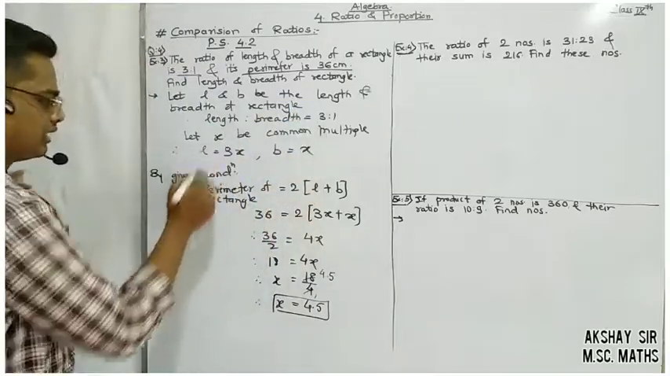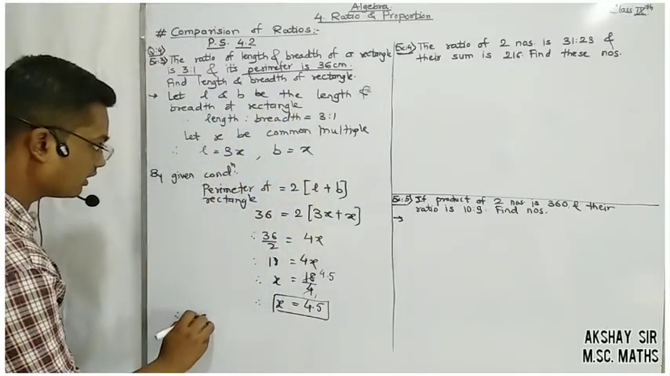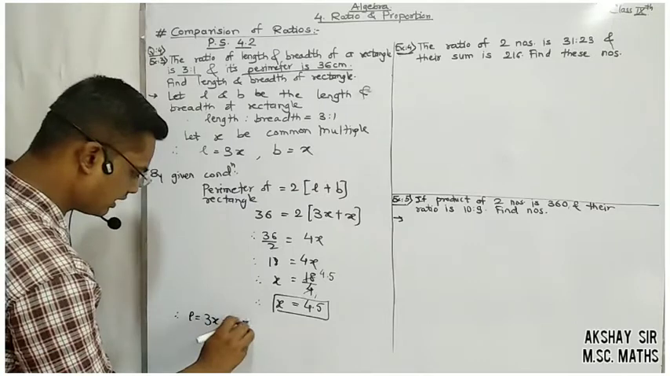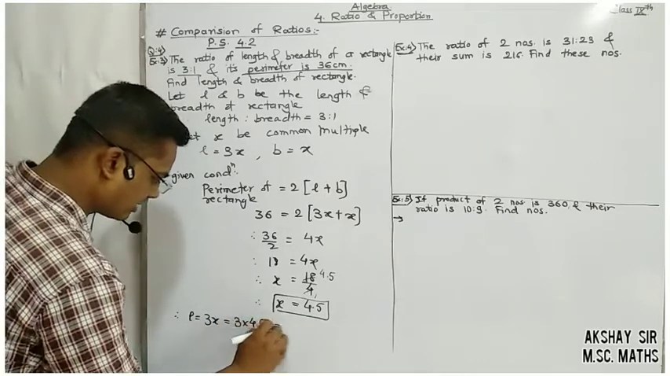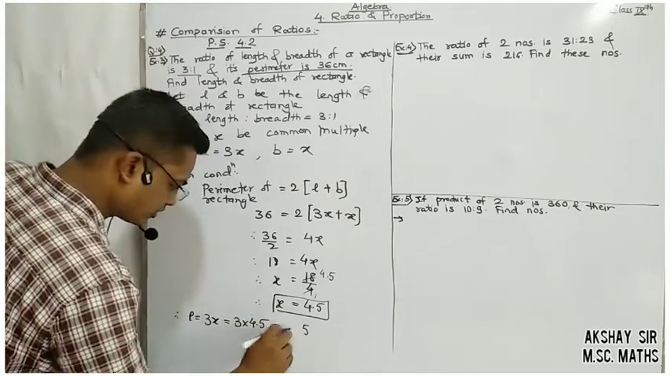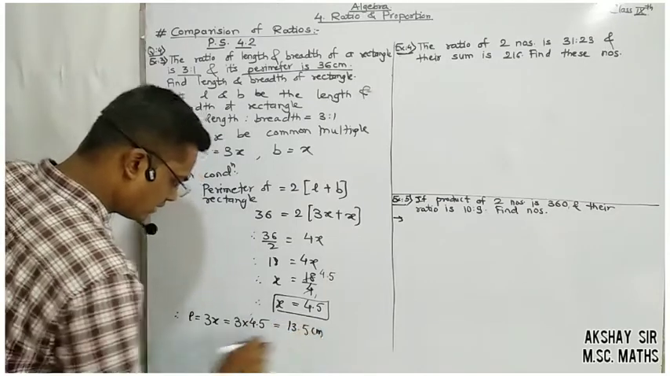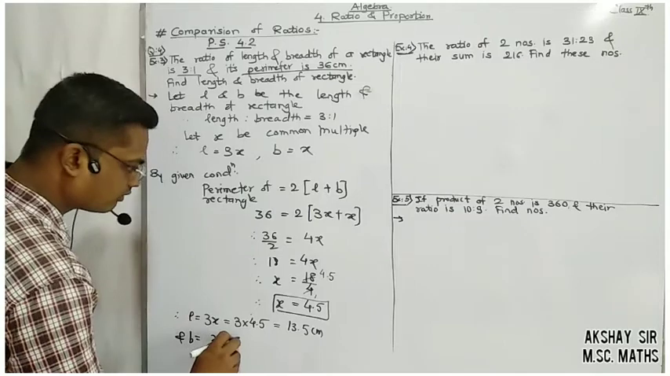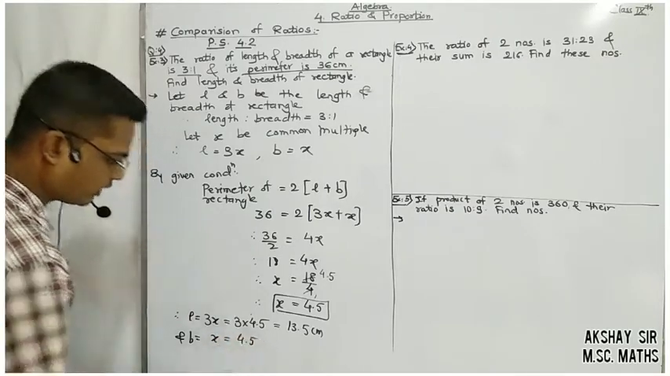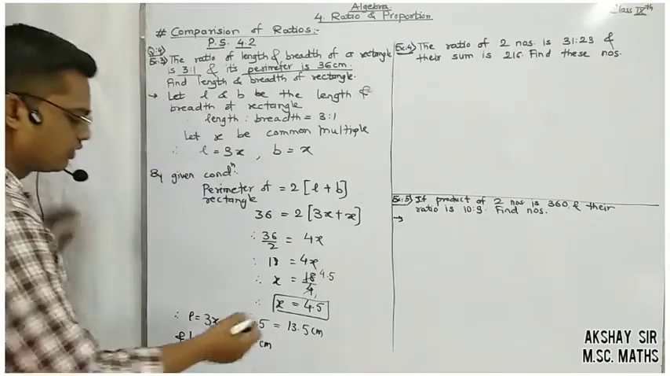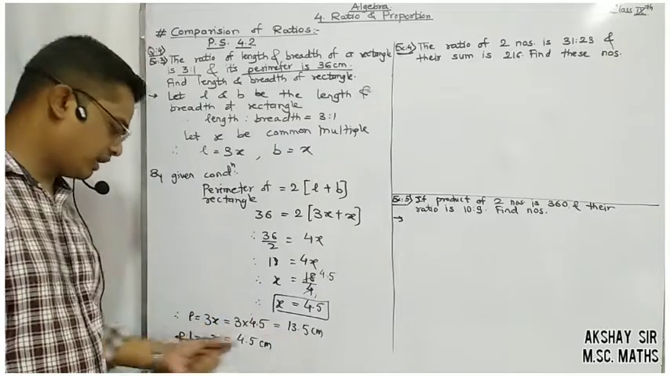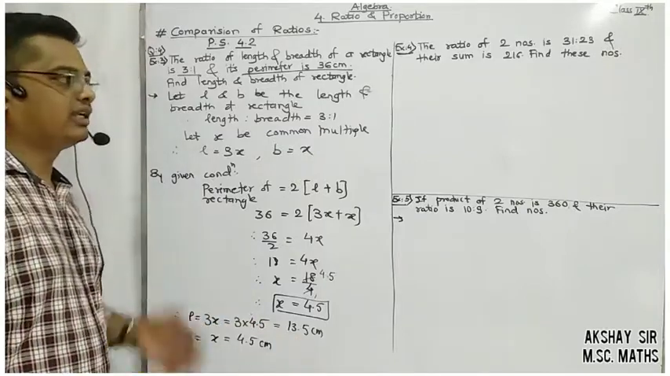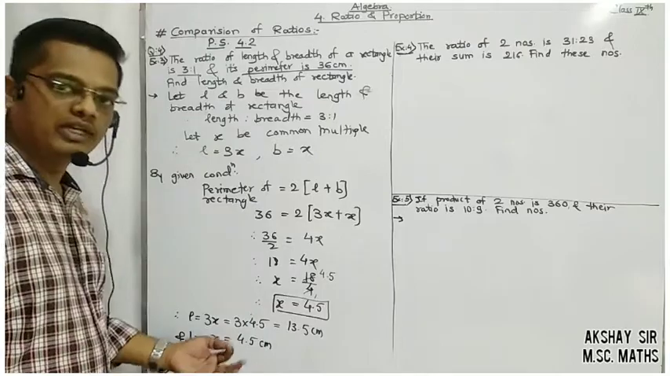Let us consider the length. Therefore its length will be 3x, that is 3 into 4.5, that means 13.5 centimeter. And its breadth will be x, x is only 4.5 centimeter. So we got length as 13.5 centimeter and breadth as 4.5 centimeter. So you can get the values in decimal point also.